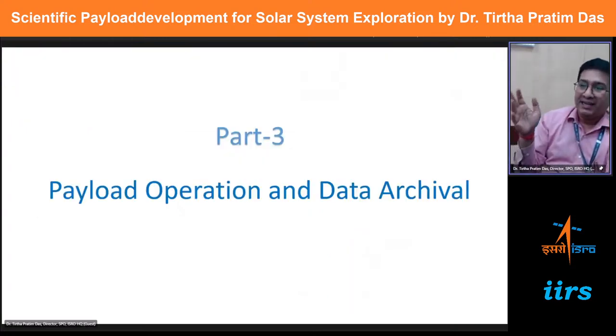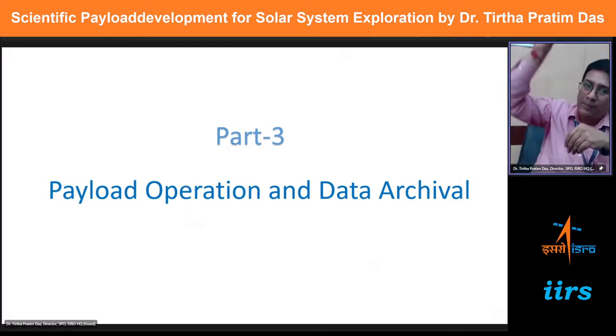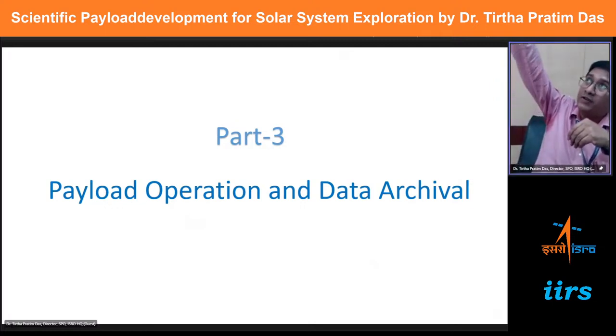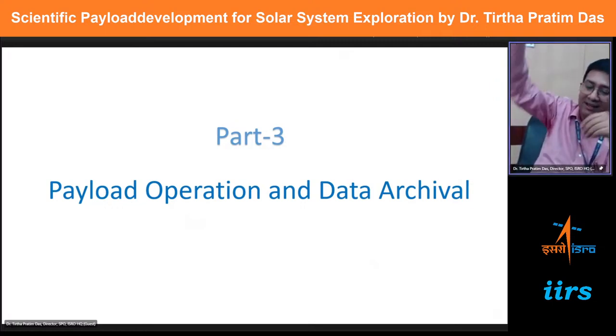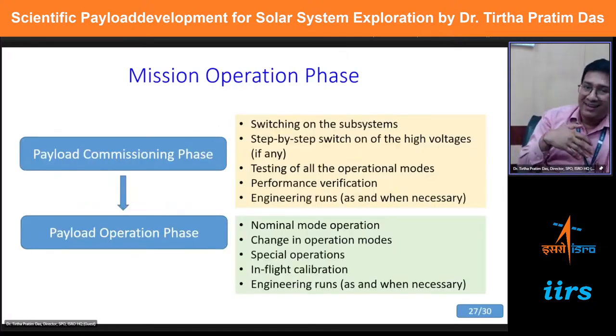Now, payload operation and the data archival. So the payload is in space, which is a part of a spacecraft or any space mission, and you're getting data, right? And therefrom the mission operation phase starts. The mission operation phase is broadly divided into two parts. One part is the payload commissioning phase. Payload commissioning phase means immediately you don't switch on the instrument to the full extent.